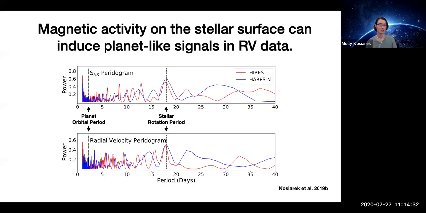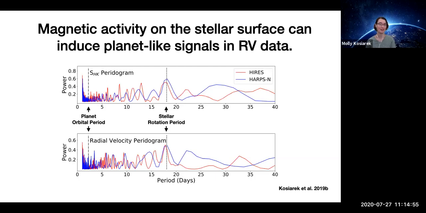Here I'm showing 2 additional periodograms. The top one shows the stellar activity index derived from the calcium 2 H and K lines, which I'm calling SHK. This is sort of an activity indicator of the star in the spectrum. The bottom shows a periodogram of the radial velocity data. The planet period is shown as the dotted line on the left.